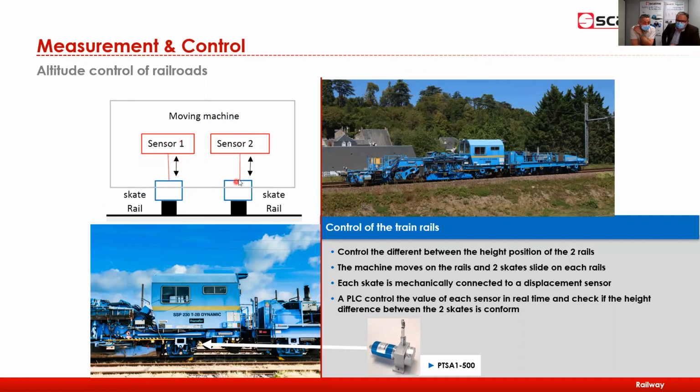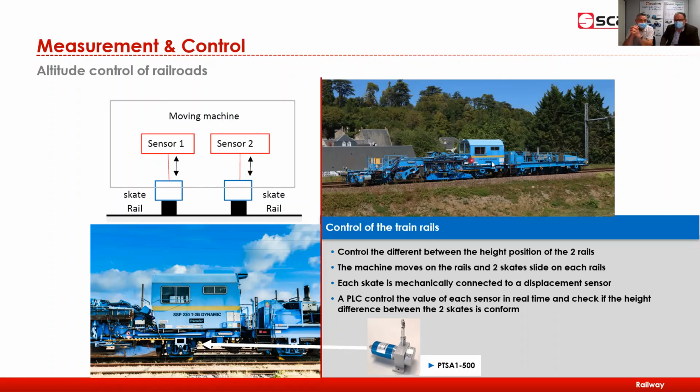The sensor can give the position, the height of the rail for each, and the PLC compares in real time if the distance is the same, so the height of the rail is similar, and if there is a tolerance, if it's okay, no problem. If there is a problem, the difference is too important. So it's forbidden that the train can use this rail, and there is maintenance to make some operation to correct the problem.